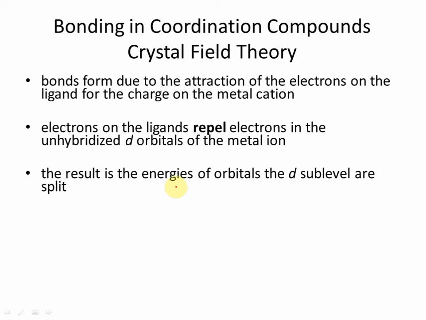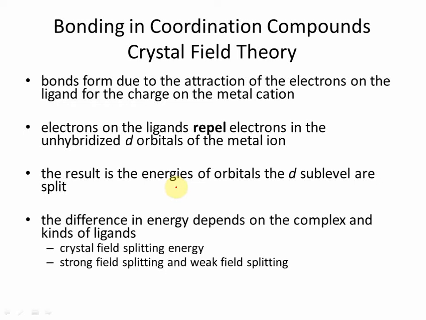And the difference in energy in the orbitals when they split depends on the complex and the kinds of ligands. And this is where we get into crystal field splitting energy and strong field splitting versus weak field splitting. So imagine the d orbitals on a metal atom without anything bound to it, so just a free metal ion. All of these d orbitals are completely degenerate. They're all at the same energy level.